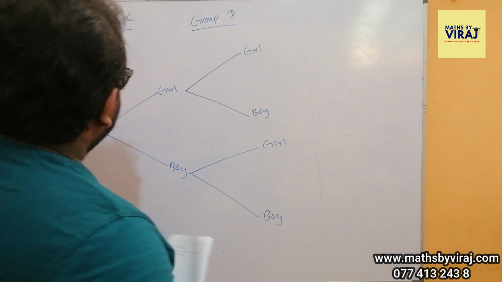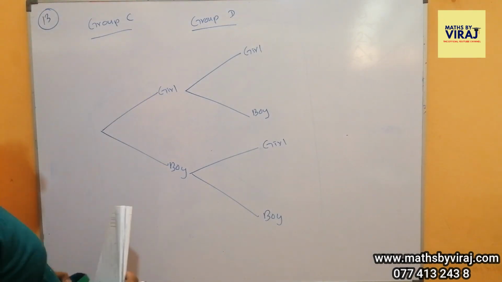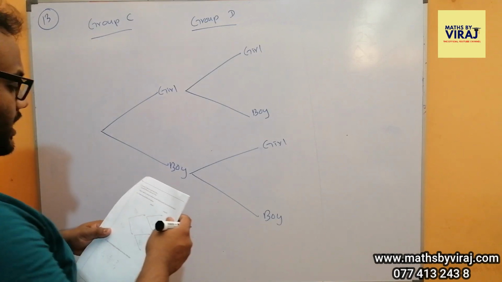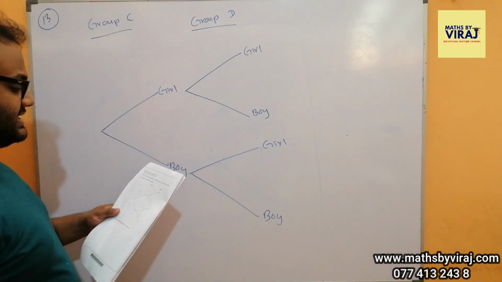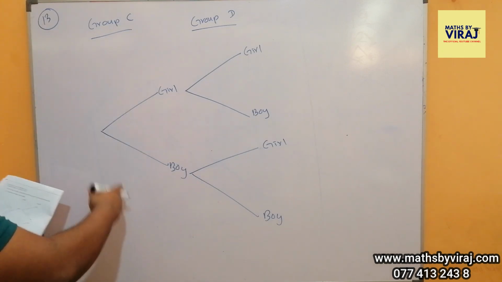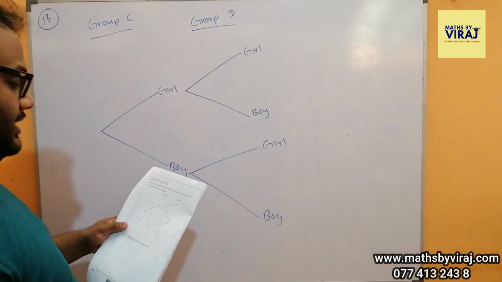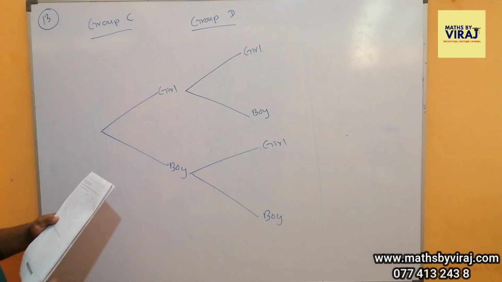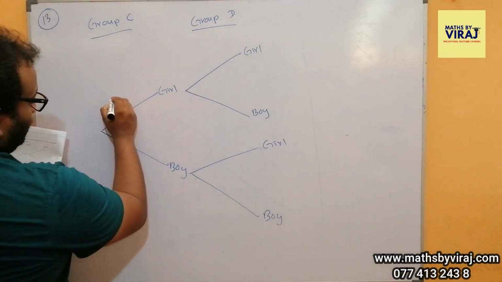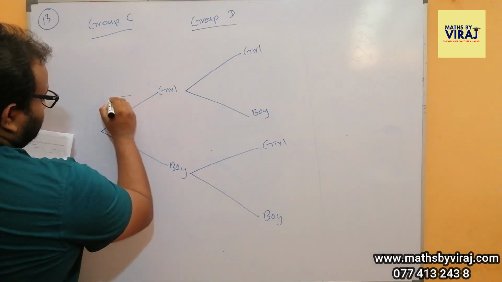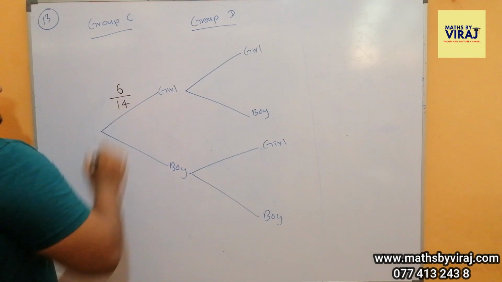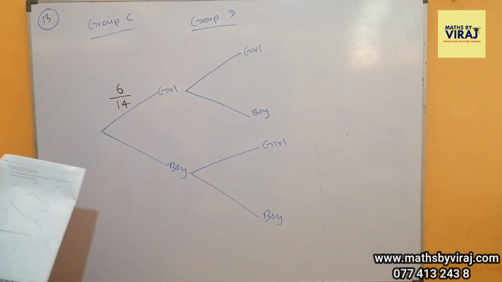Children, there are two groups, group C and group D, in question number 13. In group C, there are 6 girls and 8 boys. Therefore, in group C, we know that the total number of children is 14. What is the probability of finding a girl? Out of the 14 children, the probability of finding a girl is 6. Therefore, it is 6 out of 14.